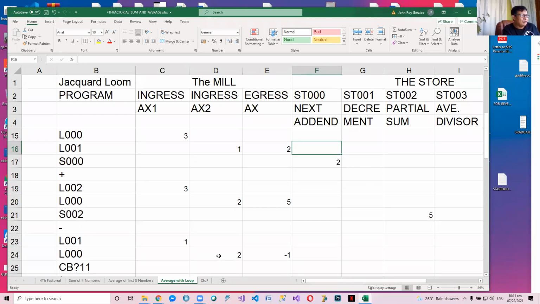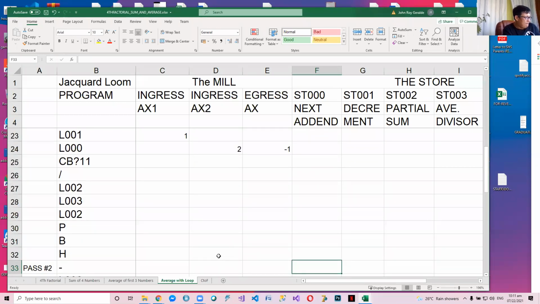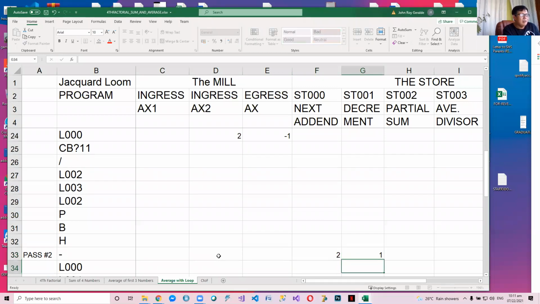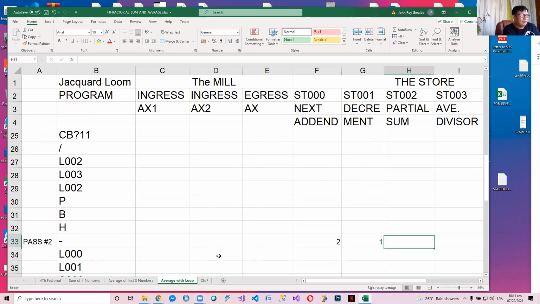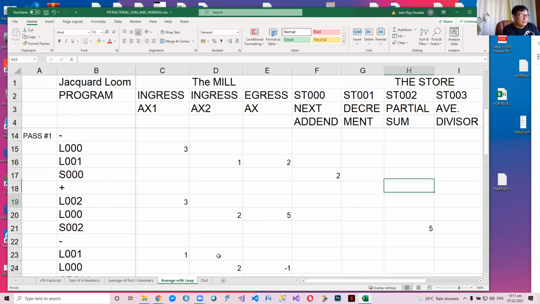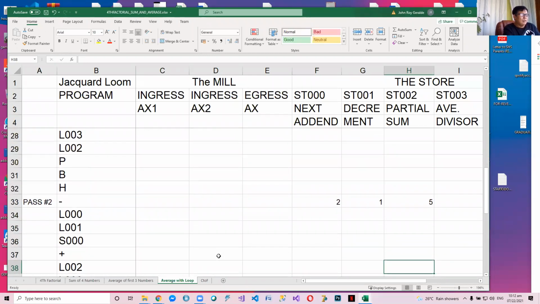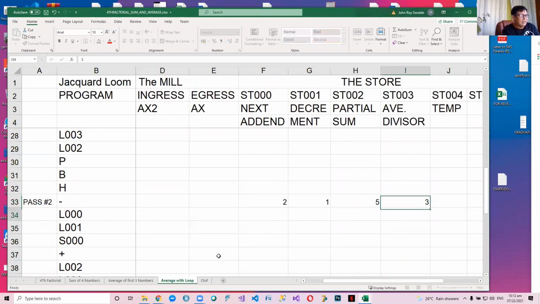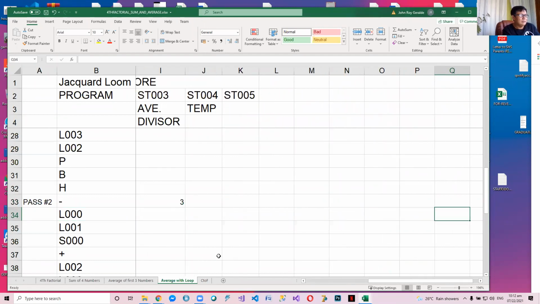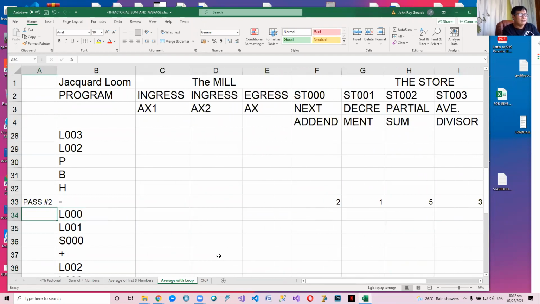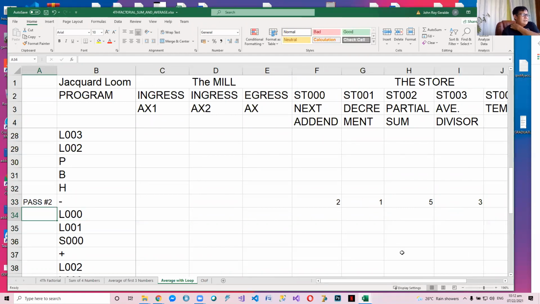Our next addend is 2. Okay, our decrement is 1. Our partial sum is, what is our partial sum? It's 5. Our previous addend is 2, no? Our partial sum is 5. Okay, so we'll just repeat to compute the next addend. Okay, the divisor, what is the divisor? This is 3. Okay, I hope you can see everything, no? Kaya ba? Okay, is it clear? Is my worksheet clear?